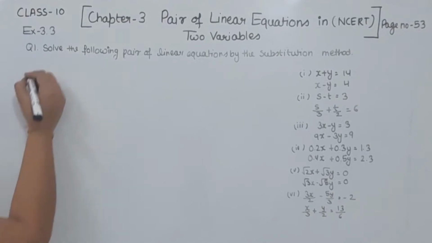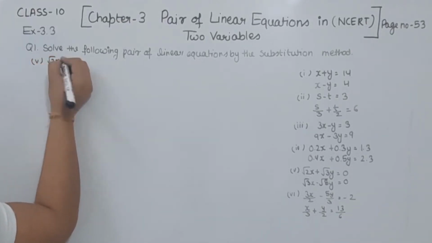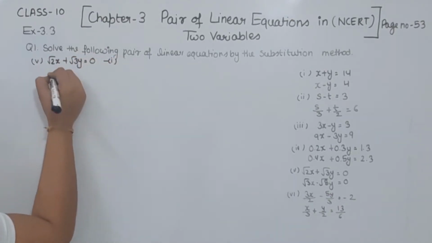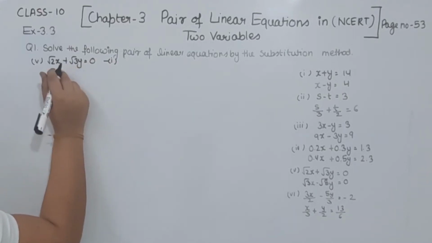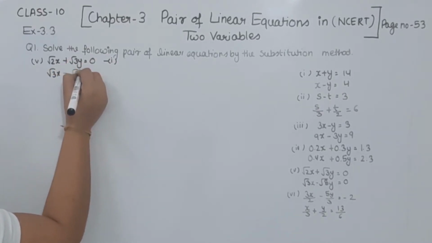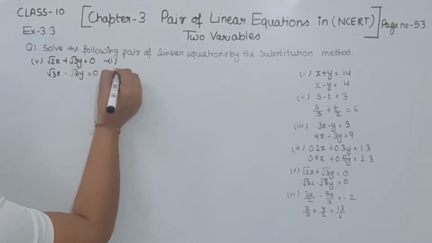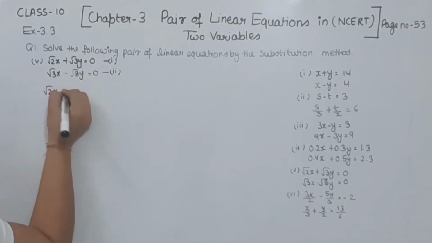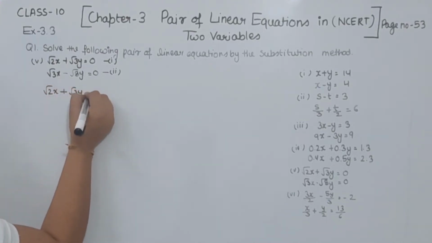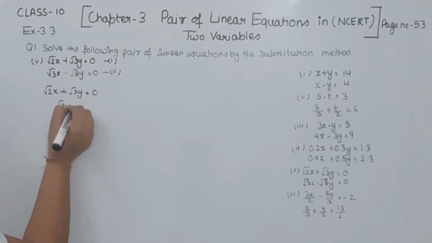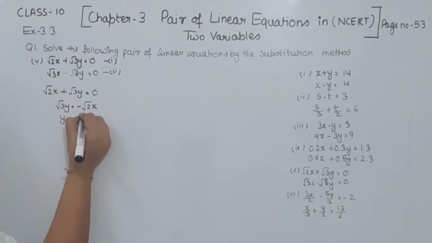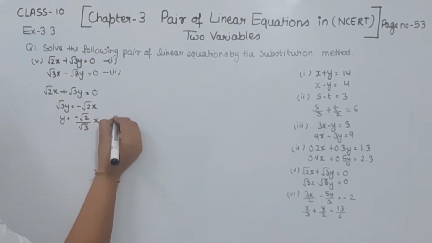Now comes part 5. Here we have root 2x plus root 3y equal to 0, this is equation number 1. Now root 3x minus root 8y equal to 0, this is equation number 2 here. Now I am going to take equation number 1 here. So we have root 2x plus root 3y equal to 0. Now I am going to transpose this, so we have root 3y equals minus root 2x, and y is equal to minus root 2 by root 3 x. This is equation number 3 here.